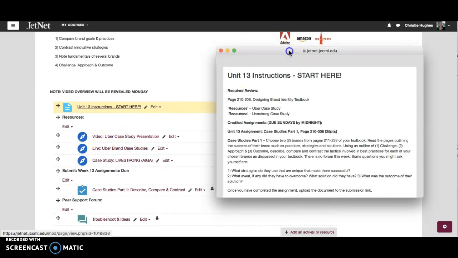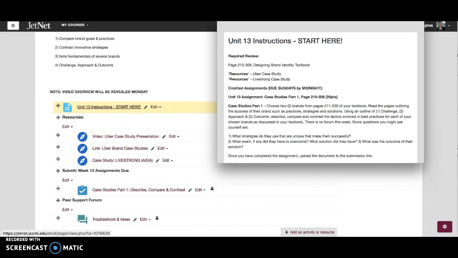Uber is just all over the place right now with some of their partnership discussions with the driverless cars and customized restaurant delivery from anywhere, sort of like Uber being your futuristic personal assistant, so to speak. So read about the Uber case study that I've given you. Also, Livestrong, that's from a designer AIGA perspective. So there's a lot of different things that you want to consider when you're reading about those case studies.